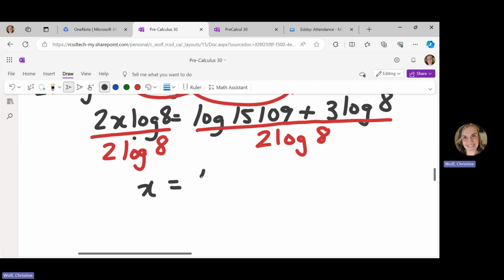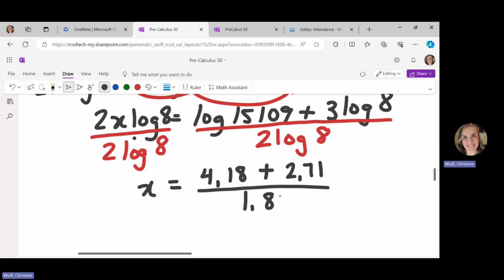Okay? And I got 4.18-ish. Then figure out what the log of 8 is, but then you have to times that by 3. Okay? And when I did that, I got 2.71-ish. Then that's all divided by the log of 8 times 2. I got 1.8. I rounded here. 81. I think it was like 805 or something like that.